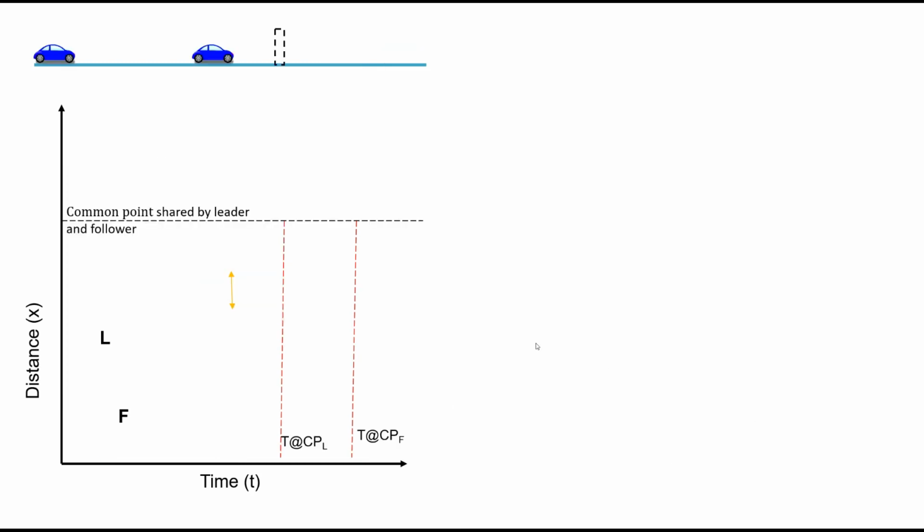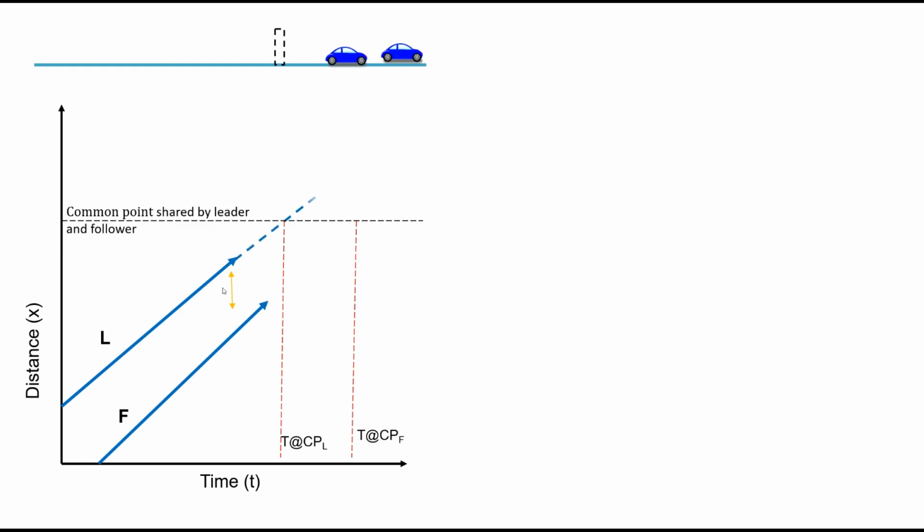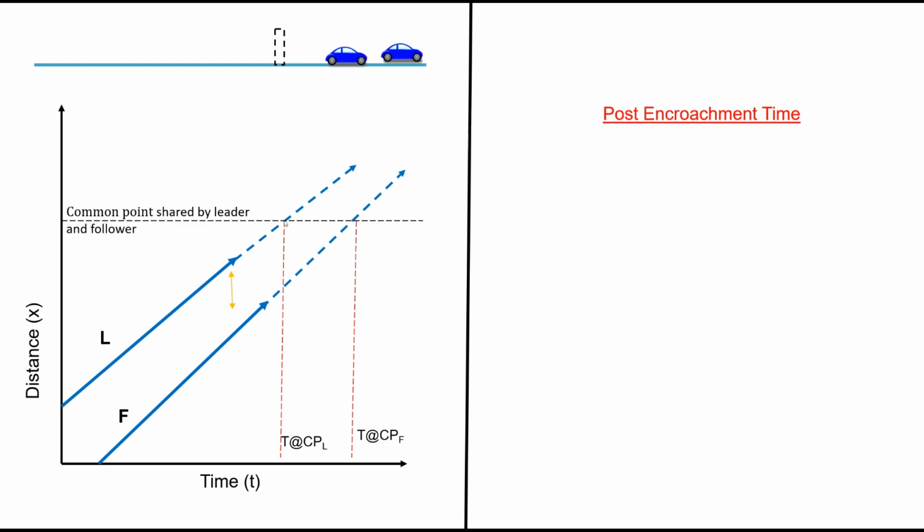Similarly, if you take a highway where this is the common point shared by leader and follower, and then you observe their movement, they are moving at constant speed. In that case, this is the time to collision for the leading vehicle, and this is the time to collision of the following vehicle. So, this is called the post-encroachment time. That is T, time to collision of the following vehicle minus time to collision of the leading vehicle. That is post-encroachment time.